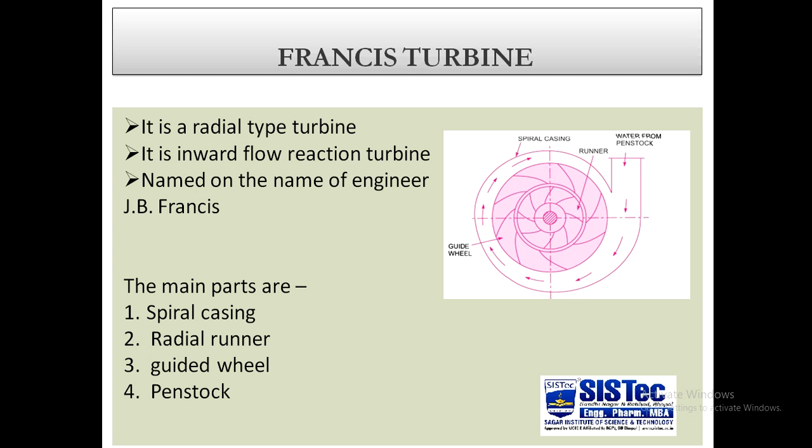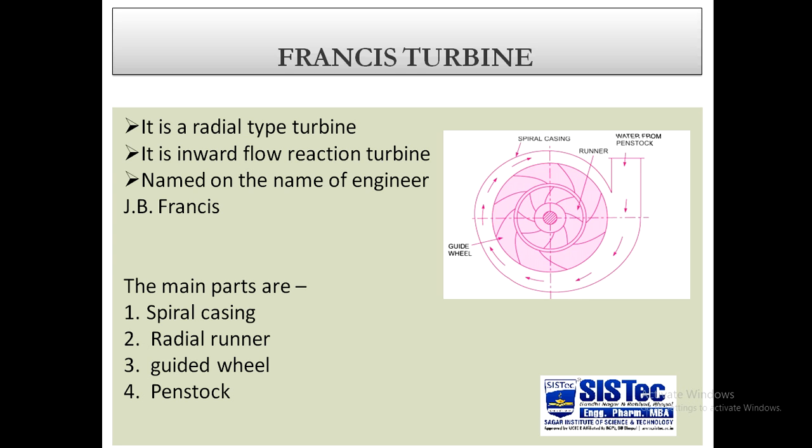So such type of turbine are called radial flow turbine. The next point, it is inward flow reaction turbine. Why is it an inward flow reaction turbine? Because it is clear from the diagram at the top corner that the arrangement is done in such a way that the water is surrounded by a spiral steel casing, or it is just like a pipe of large diameter. So the flow takes place inside this spiral casing, hence it is known as inward flow reaction turbine.